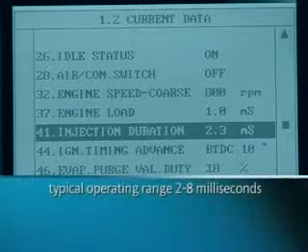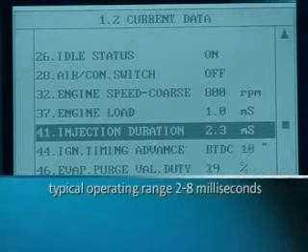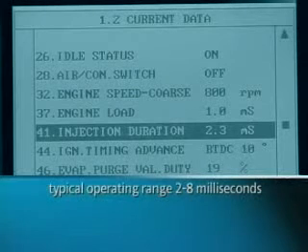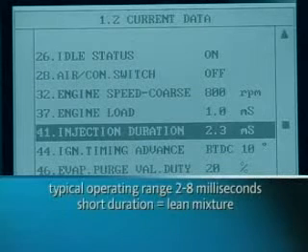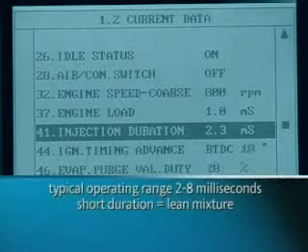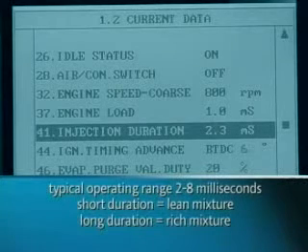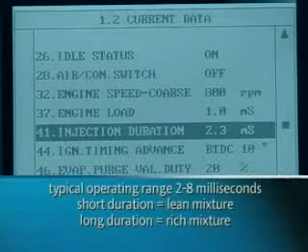A typical fuel injection system operates in the range of 2 to 8 milliseconds injector pulse duration during normal operating conditions. When the pulse duration is short, around 2 milliseconds, a low volume of fuel flows through the injector orifice. As air volume remains fairly constant, the result is a lean mixture with a greater proportion of air to fuel. When the injector pulse duration is longer, say at 8 milliseconds, more fuel flows through the injector orifice and results in a richer mixture as the proportion of fuel to air increases.